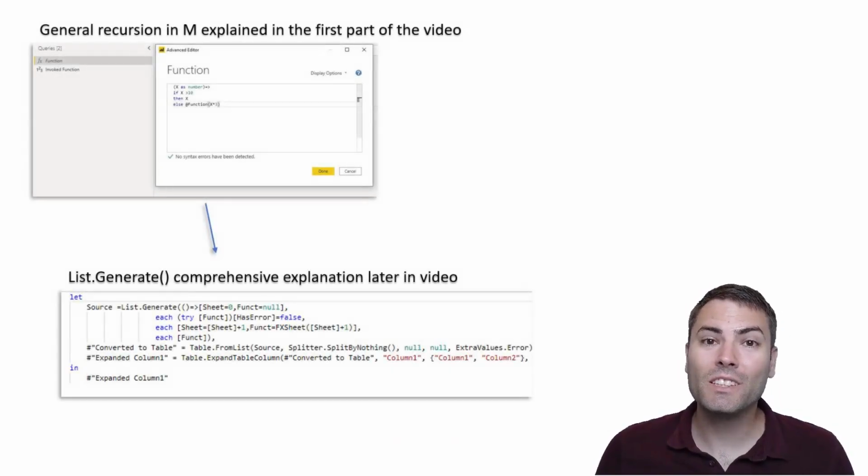This is going to be an advanced video about the List.Generate function, which is a powerful function that is commonly used to create a sort of do-while loop. Do-while loops are commonly used in object programming. The idea is to create a loop that is executed until it reaches a certain condition.